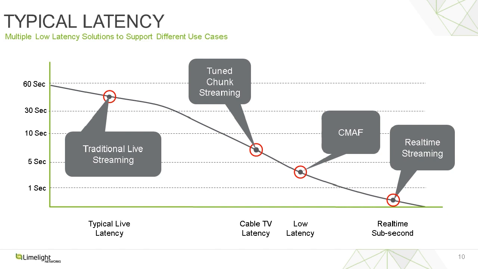After we tune chunk streaming, we can get that number down to as low as 6 seconds, usually between 6 and 10 seconds for tuned chunk streaming. And then we have CMAF, which comes in even lower, at sub 5 seconds. Especially when we're trying to beat traditional broadcast, which is usually around 6 seconds, that's when we want to get into the lower latency protocols: tuned chunk streaming, CMAF, and real-time streaming, which is sub-second streaming.